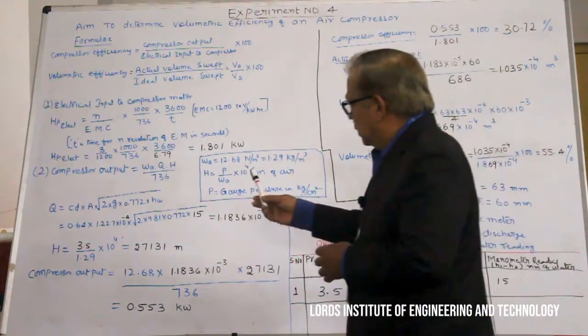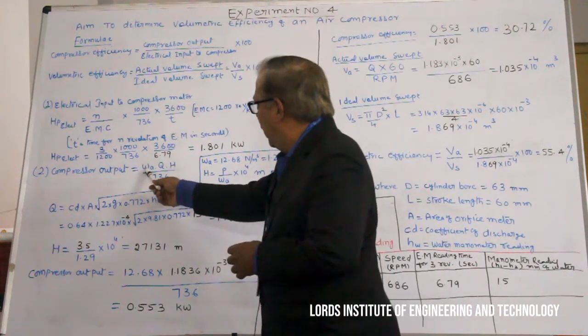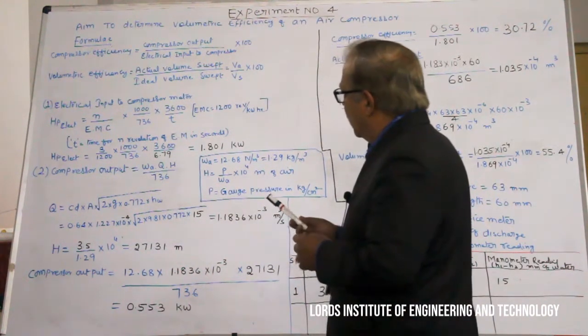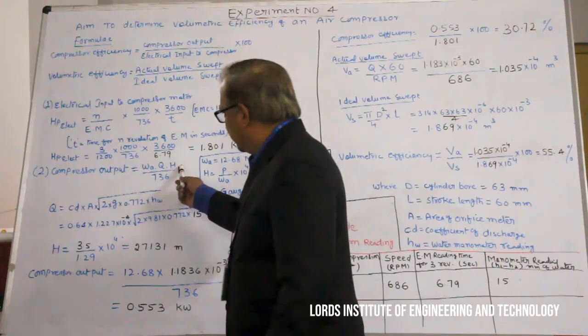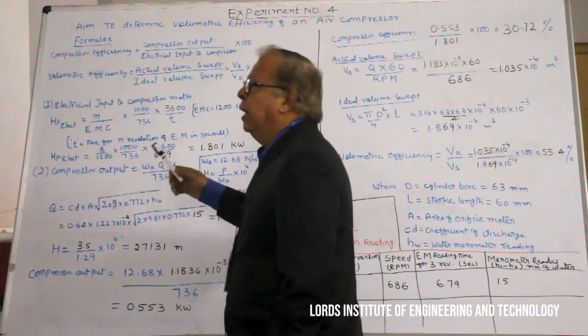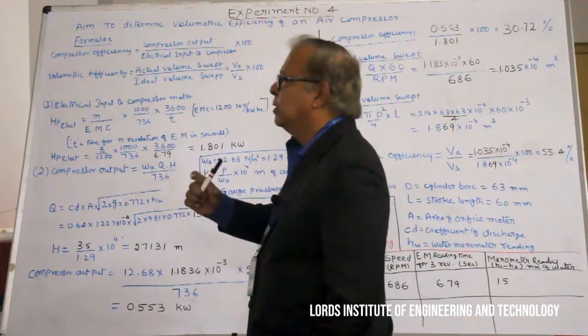Now here, what are the constants? WA into Q into H by 736. One by one we will calculate. First we will calculate this H. H is nothing but the head of air in meters. We have to calculate the height of air.